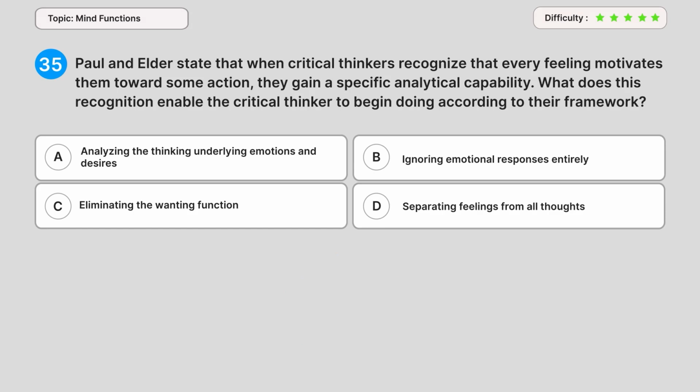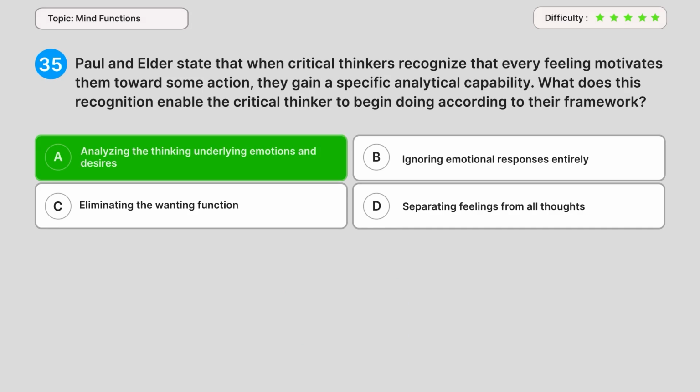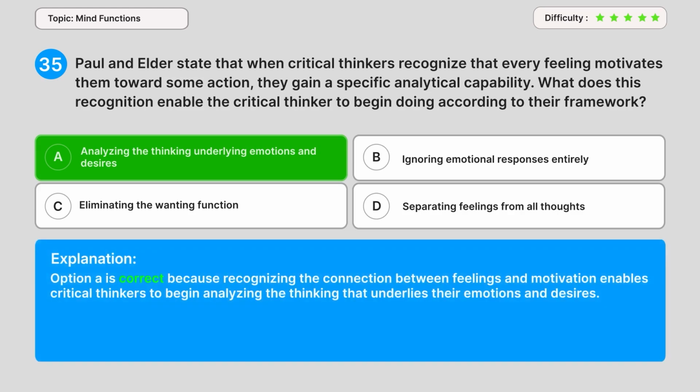Correct answer. A. Analyzing the thinking underlying emotions and desires. Explanation. Option A is correct because recognizing the connection between feelings and motivation enables critical thinkers to begin analyzing the thinking that underlies their emotions and desires.